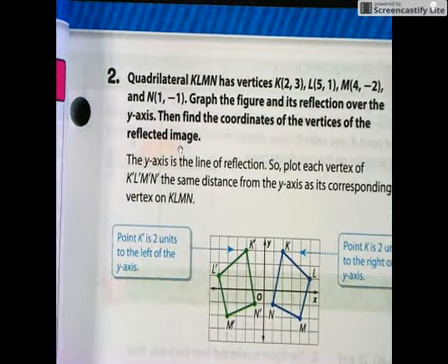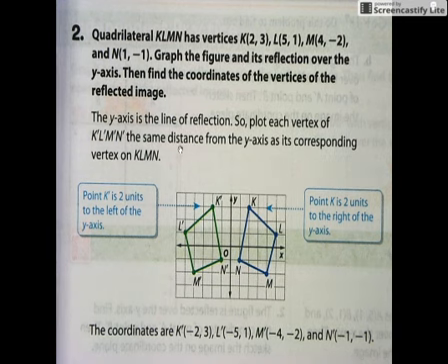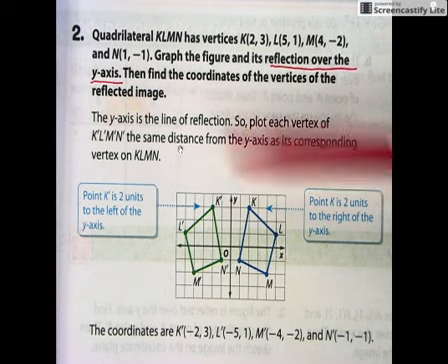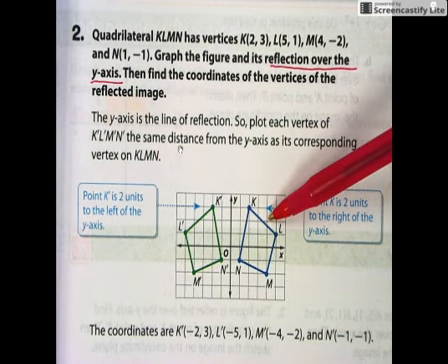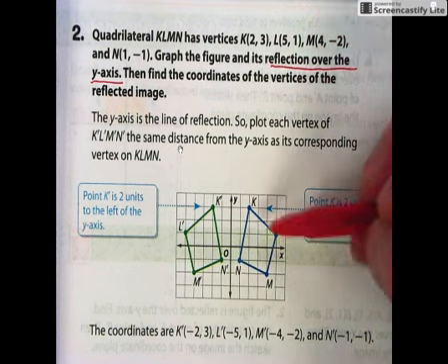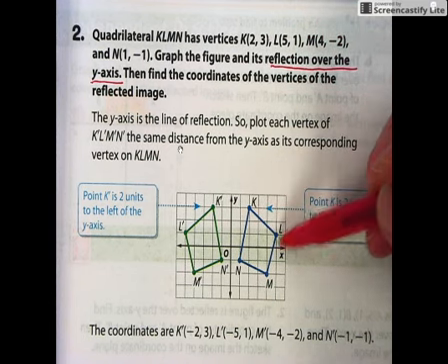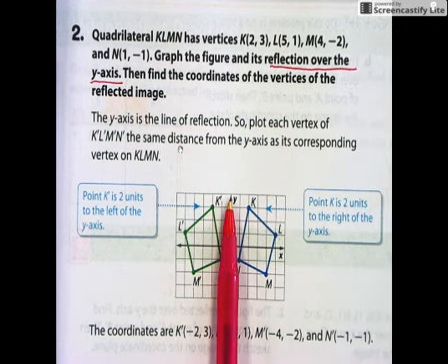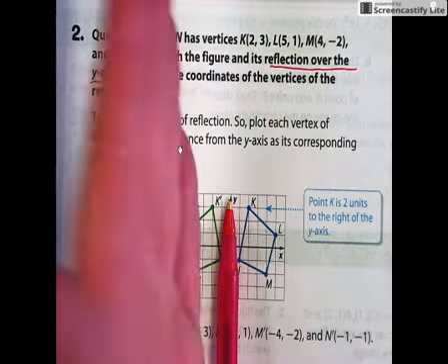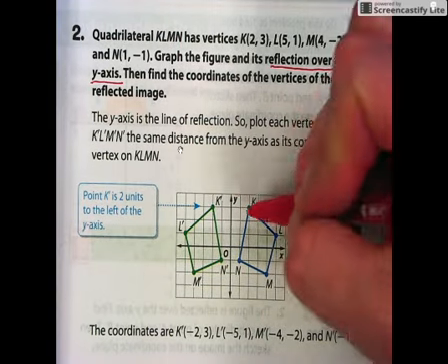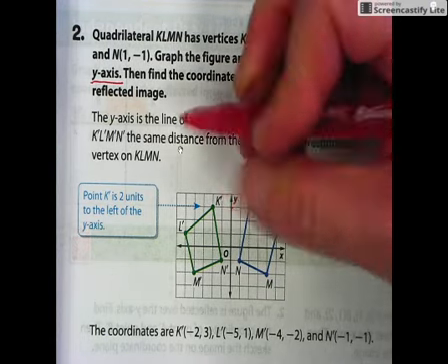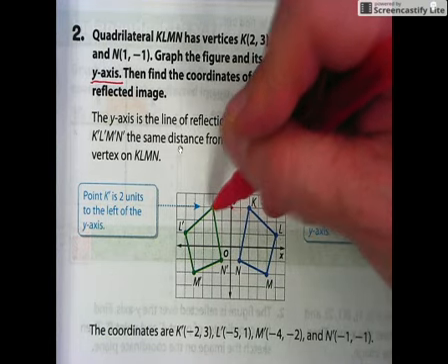Okay, if you take a look at the next problem, number 2, we have a quadrilateral that we're going to reflect. This time it says we're going to reflect it over the y-axis. So this one is our pre-image. This is the one we started with because it's just labeled KLMN. And so if we're reflecting it over the y-axis, we're going to take it from here and flip it over the y. So again, you're going to count how many units away these points are from the y-axis, and they need to be that same number of units away on the other side.